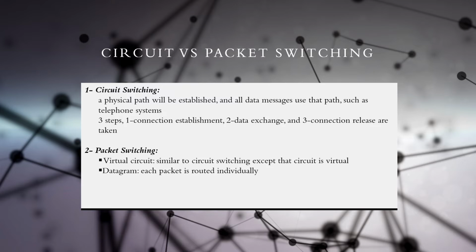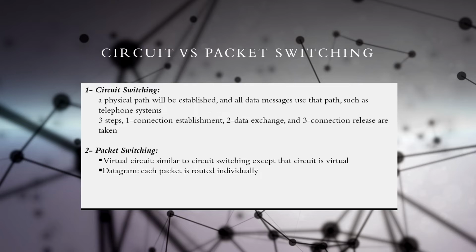For example, in telephone systems, the caller dials a number to create a physical connection with the destination. Then he or she talks to the callee and then hangs up to release the connection. In this type of switching, the connection is physical, which is called circuit switching.